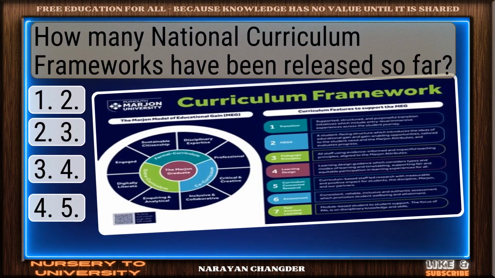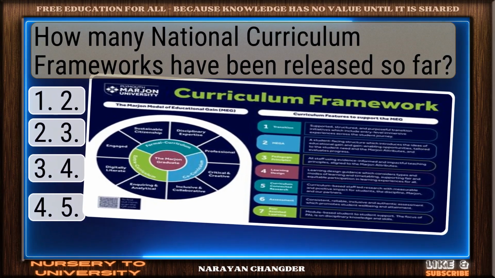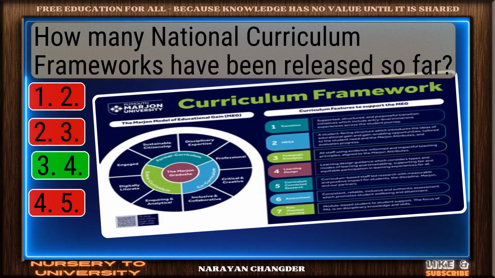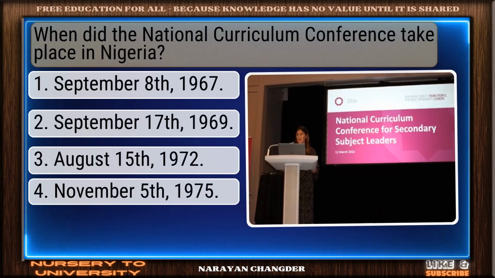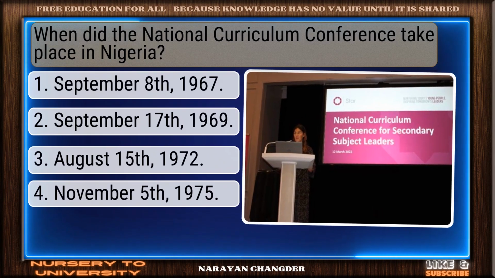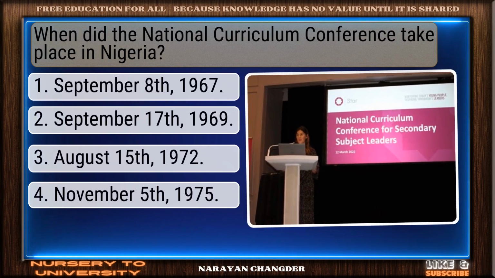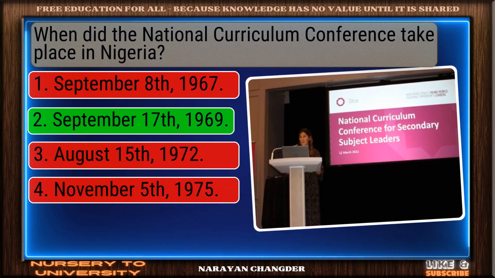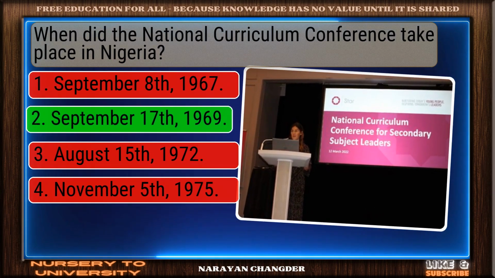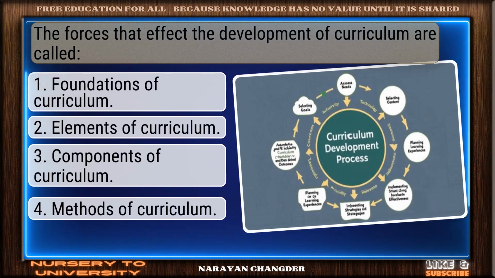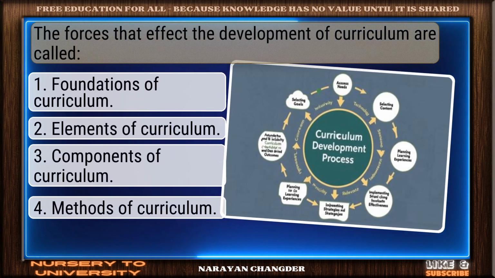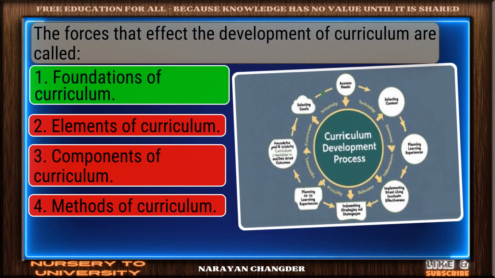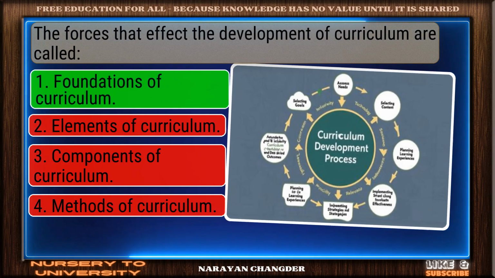How many national curriculum frameworks have been released so far? Sharp thinking. Four is the right choice. When did the National Curriculum Conference take place in Nigeria? You're right. September 17th, 1969 is the correct answer. The forces that affect the development of curriculum are called... Great job. Foundations of curriculum is the accurate answer.